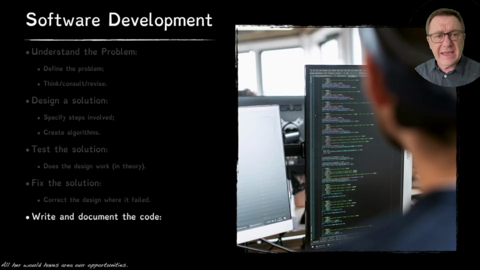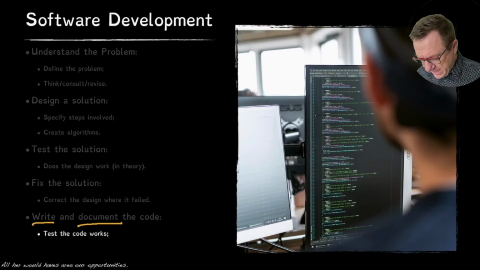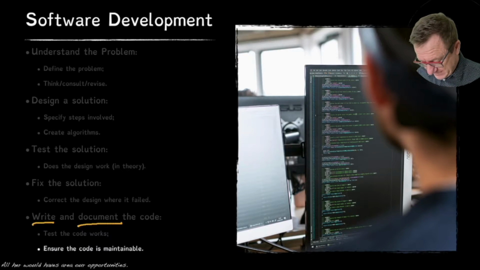Okay? And now, our final stage is write the code. And not just write the code, you will notice it says write and document the code. And that's really important that we document the code. And when we're writing and documenting, we test the code. Does it work? And ensure the code is maintainable.